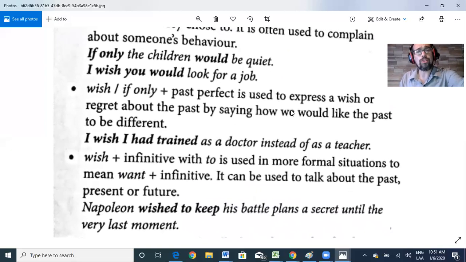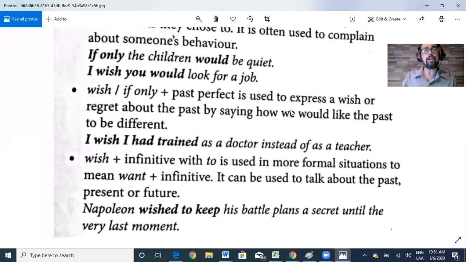Okay, let's go to part three. When we use wish or if only plus past perfect, it is used to express a wish or regret about the past, saying how we would like the past to be different.